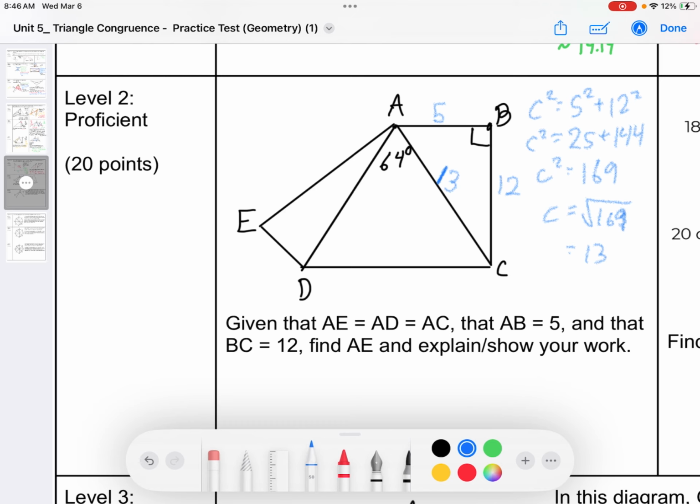But look, they told us that AE is the same length as AD, which is the same length as AC. So that means that all three of these are congruent. This one's 13 also. So AE is 13. Done. Just combining it, it's like, hey, here's the Pythagorean theorem. Let's then use it to find it in something else. The 64 degrees is not really necessary at all in this problem.